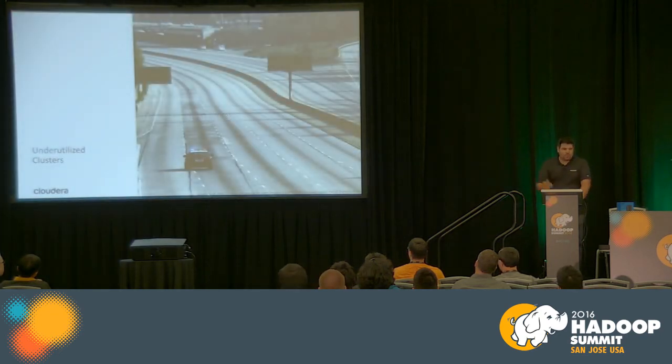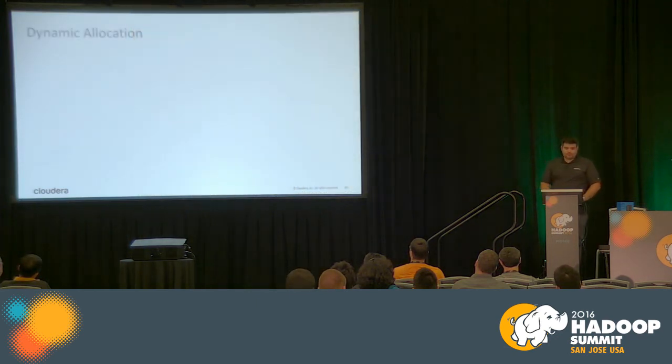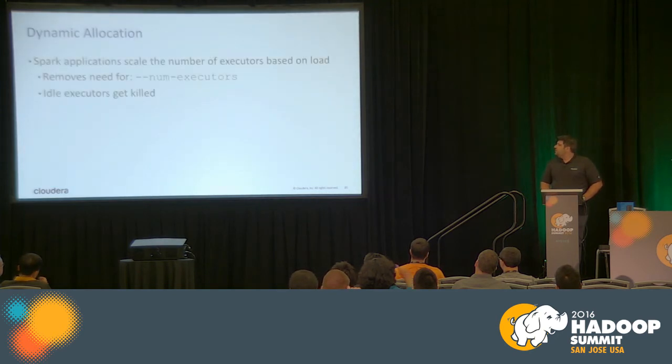OK. And we'll revisit locality in a second. But first, let's talk about underutilized clusters. Spark on Yarn was the first cluster manager to introduce dynamic allocation. This was added in Spark 1.4, I believe, but really shouldn't be used until Spark 1.5. There were some issues in Spark 1.4.